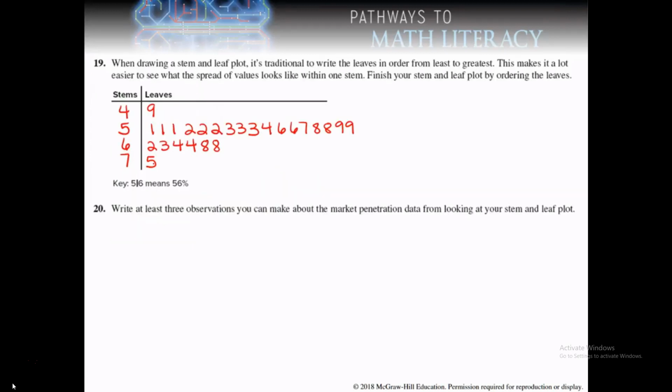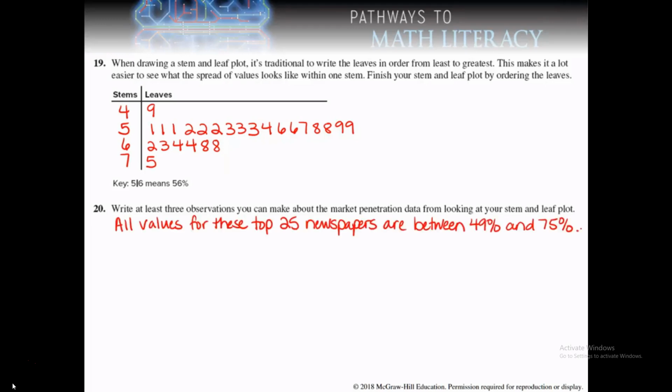And so in 19, that's what the final stem and leaf plot would look like. In 20, we're going to use that to write some observations. So first I notice that all of the market penetration percentages for these top 25 newspapers are between 49 and 75%. I also notice that by far the majority of them are in the 50s.